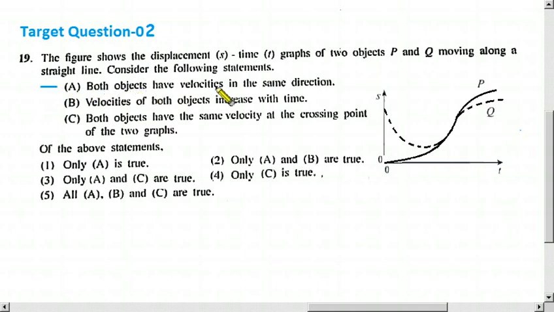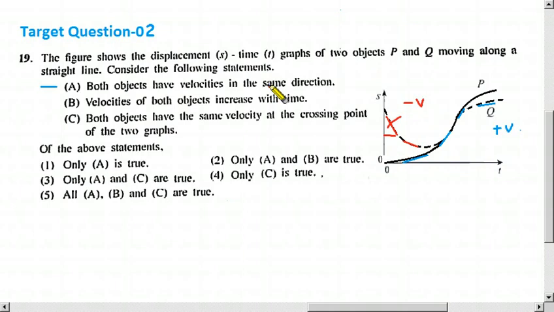Regarding this statement A, both objects have velocities in the same direction. So this one has a velocity that is always positive, the tangent tilted to the right side, therefore positive direction always. But here at the beginning, the velocity of object Q is negative because it is tilted left side like this, negative velocity. So this statement is therefore wrong. Both objects have velocities in the same direction. Wrong, because at the beginning this object Q has opposite velocity relative to the object P. So therefore it is wrong.